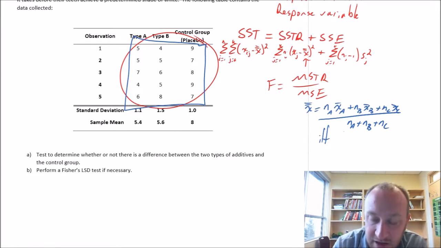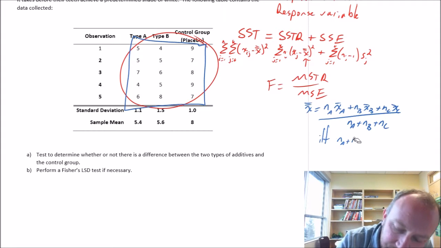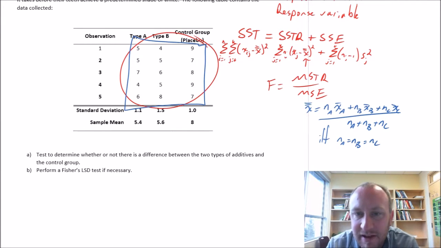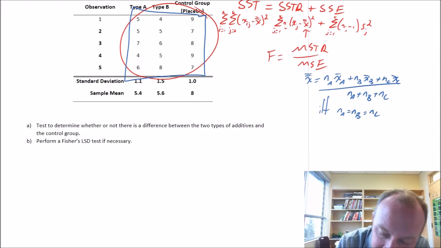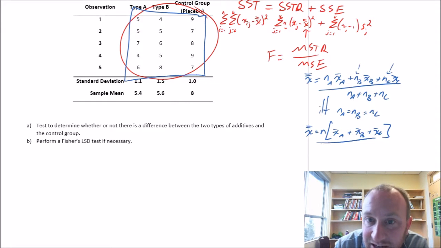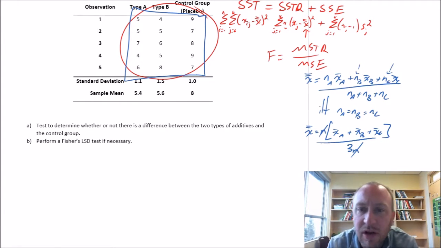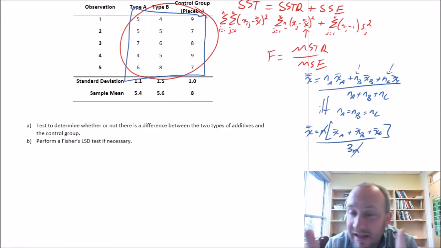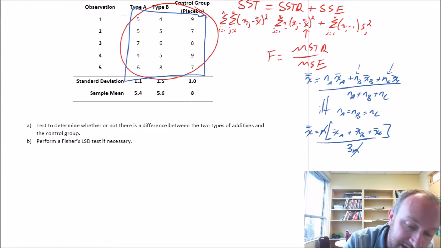If and only if those sample sizes are the same, so only if the sample sizes are the same can you factor out this n. So if NA is equal to NB is equal to NC, I can just factor that out, and I have what's left, my 3 sample means, divided by, if these 3 sample sizes are the same, that's just 3 times n, and so those n's cancel out. And so here what you can see is that only in the case where our sample sizes are equal is the grand mean just going to be the mean of the means.